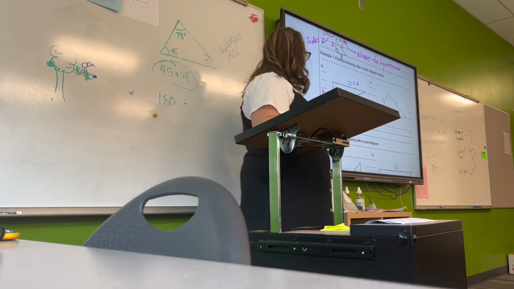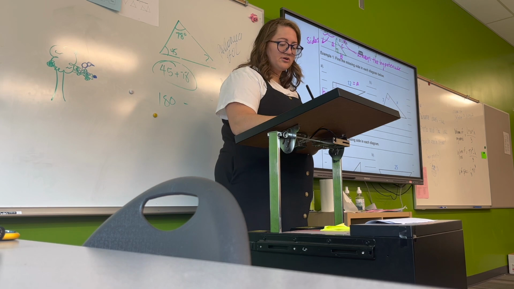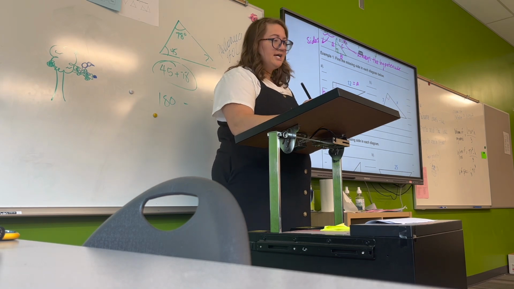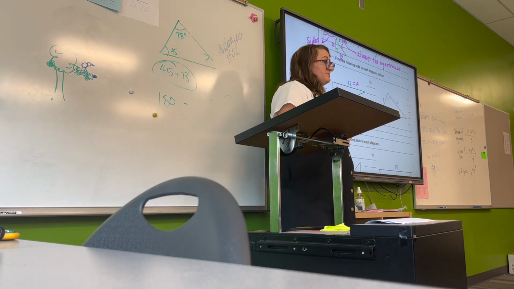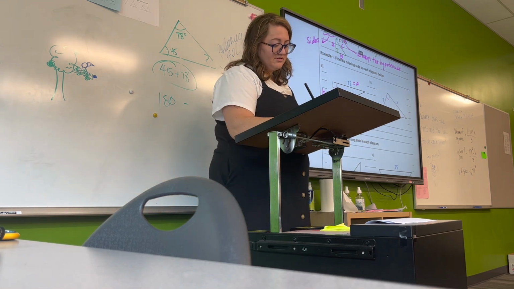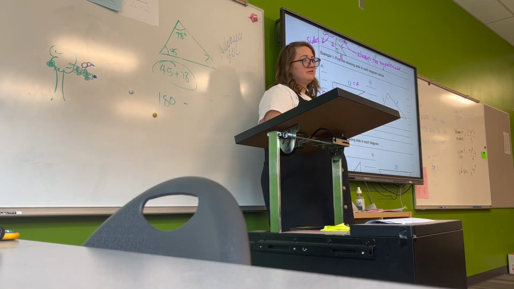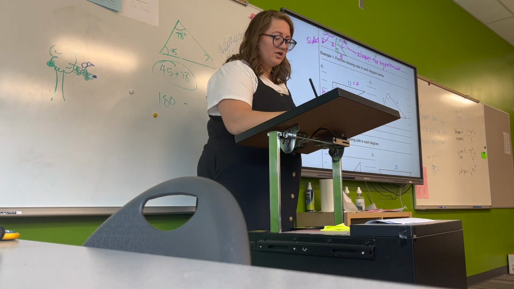Now, instead of A, what am I going to replace A with, Brian? 12. So I have 12 squared. Instead of B, what am I going to replace B with, Ryan? 5. Instead of C, what am I going to replace C with, Hayden? X. Good.